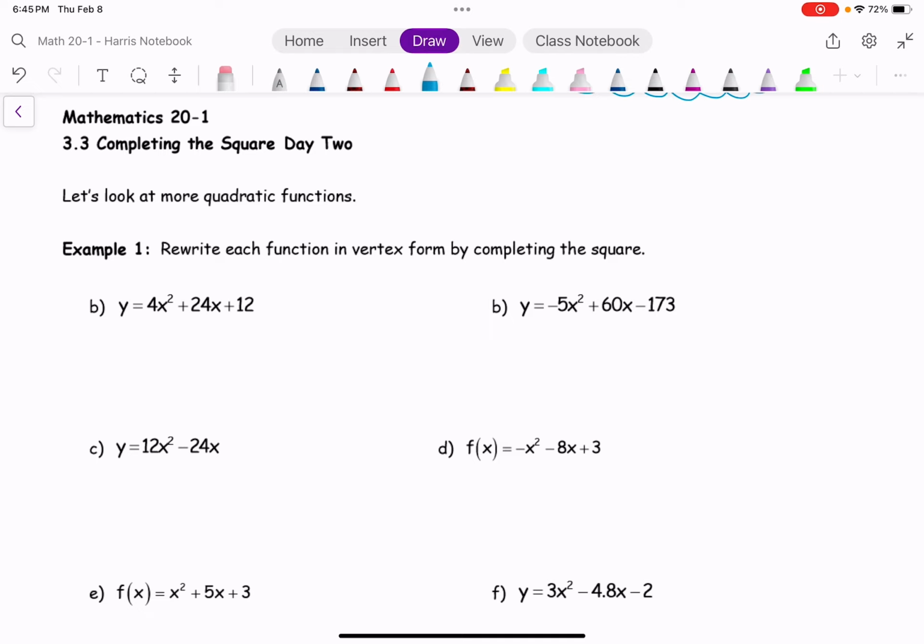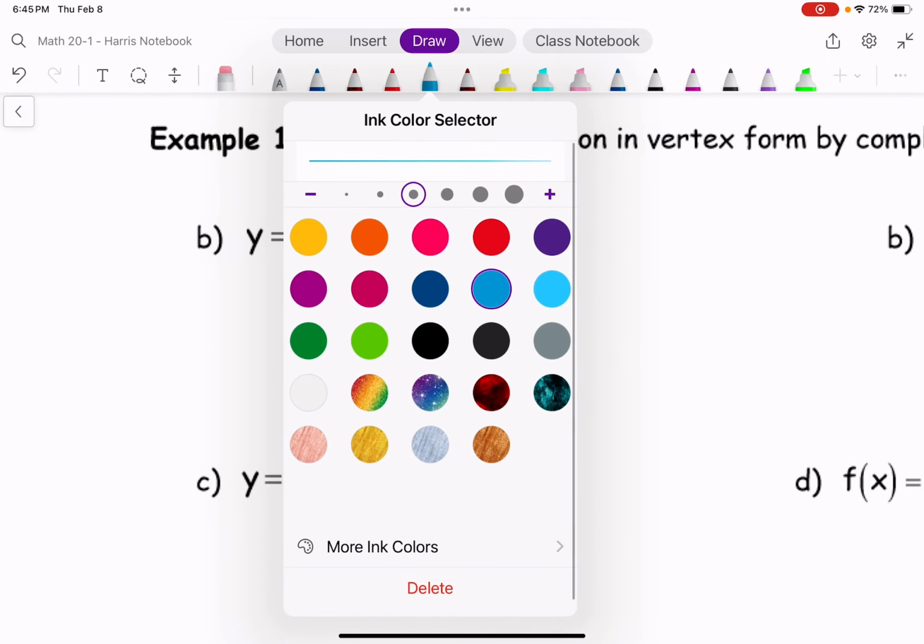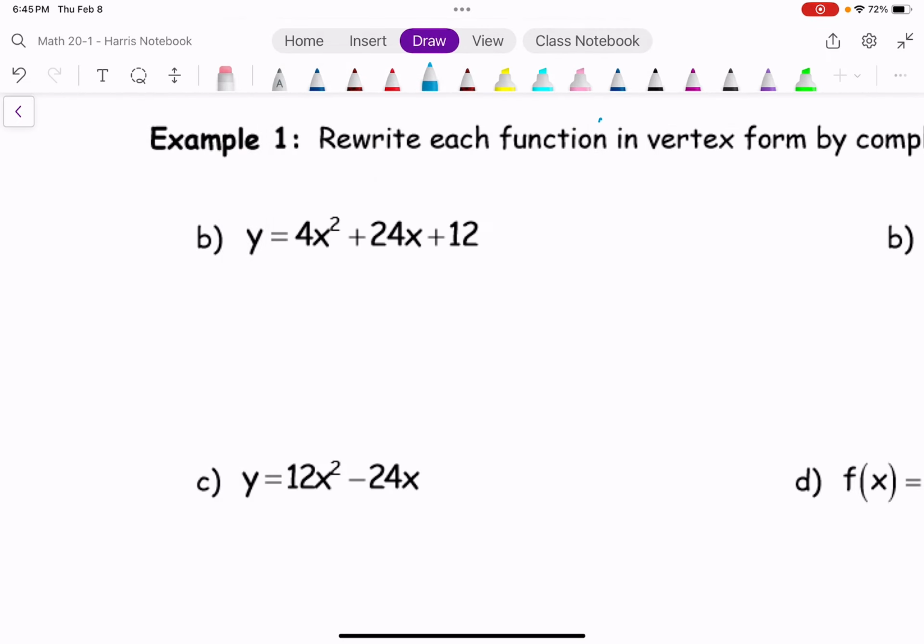So it says rewrite each function in vertex form by completing the square. So this is what we did and we finished at the end of class yesterday. So we took each kind of couple steps and we'll go from here. I'm going to look at the first 2 terms and pull out the leading coefficient because I want that x squared all by itself. So y is equal to the leading coefficient, which is 4, so I'm going to pull a 4 out. That means I am going to have x squared, 24 divided by 4 is 6, so plus 6x.